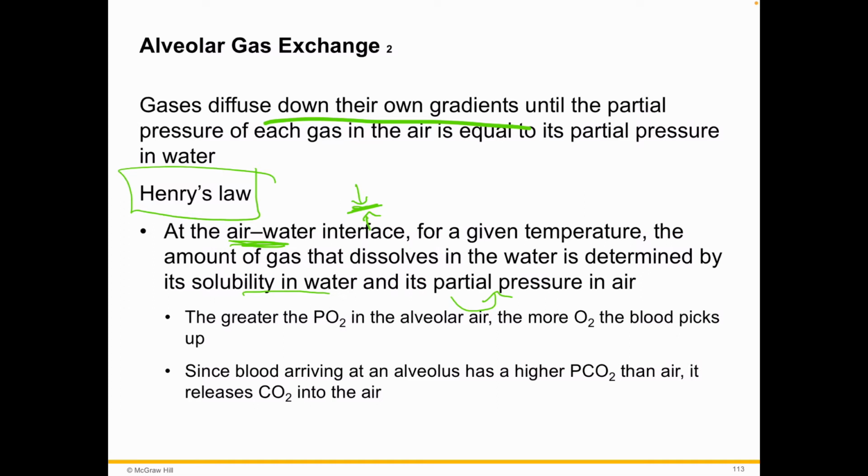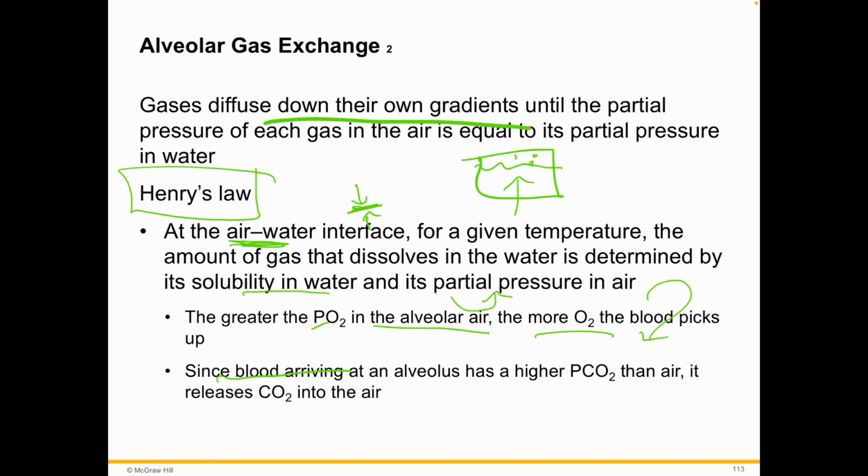We can actually force gases through into liquids where they can literally dissolve, right? And then when there's too much of them, they bubble up and become little bubbles, right? So the greater the pressure of oxygen in the alveolar air, the more oxygen the blood is going to want to grab onto, because it's lower pressure in the blood. So of course it's going down that concentration gradient.